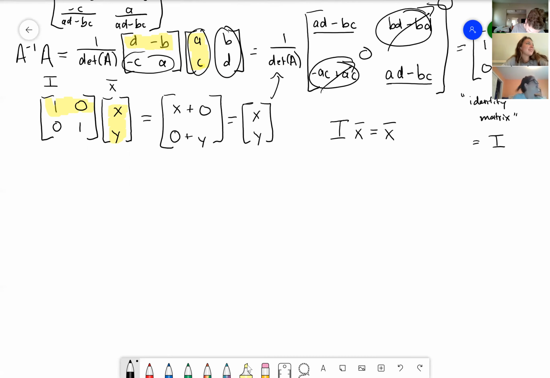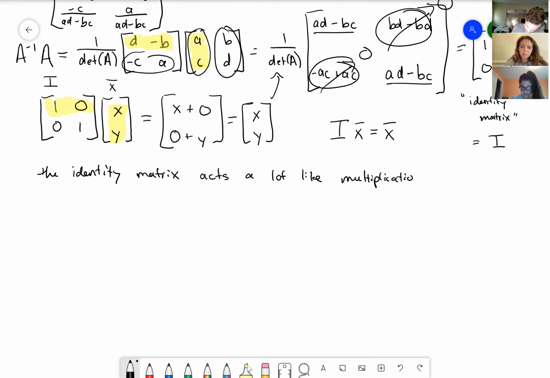Okay, so the idea is that the identity matrix acts a lot like multiplication by 1. We can almost think of this as an extension of our idea of multiplication by 1. And it's kind of nice that they even look similar, 1 and I, similar to each other. Okay. Anyway, so let's see. I don't want to get ahead of myself.